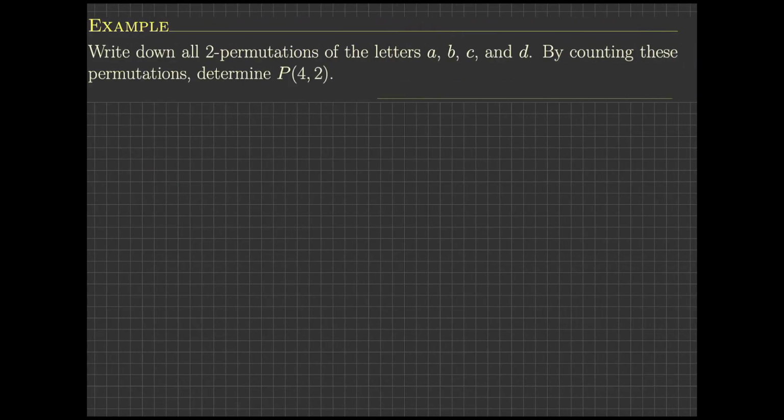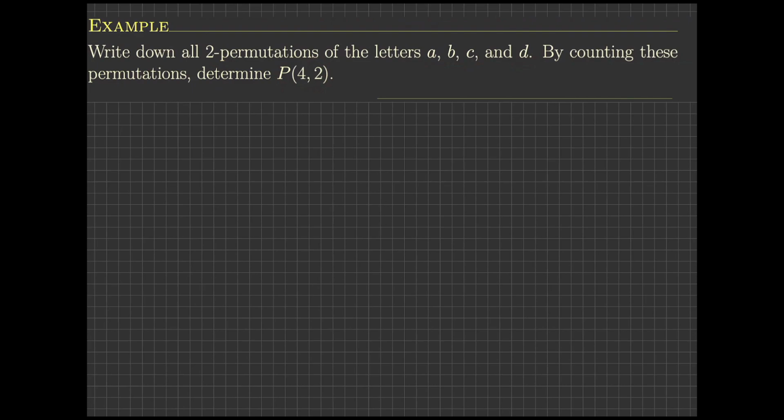Okay, so let me start with an example. Write down all 2-permutations of the letters A, B, C, and D. By counting these permutations, determine P(4, 2). Is that clear? So we have 4 objects, A, B, C, and D. I want to write all possible 2-permutations of them. What does it mean? It means that I have 2 degrees of freedom. One degree of freedom is which 2 letters I am choosing. Another degree of freedom is how I arrange them. And that's because the word permutation means that the order matters. Okay, so what should we do now?